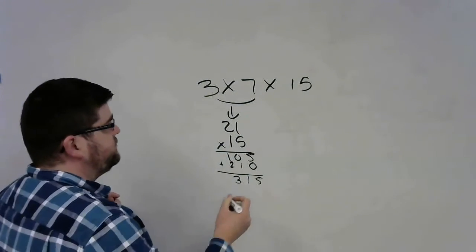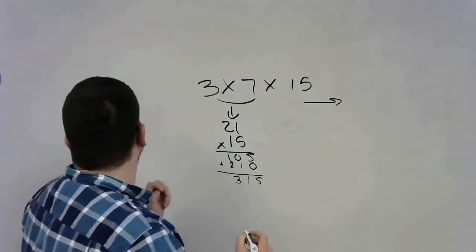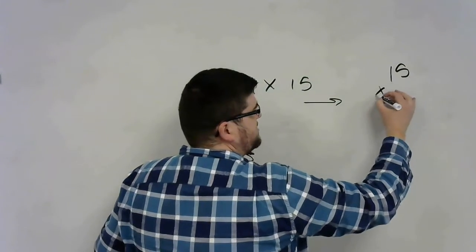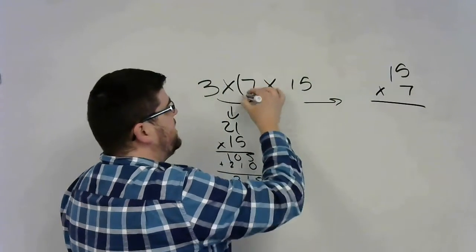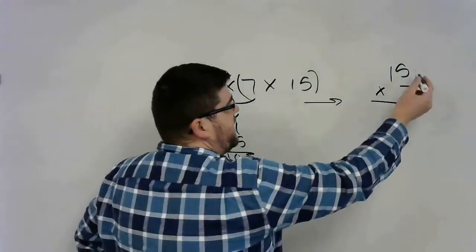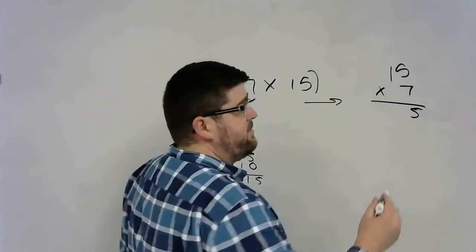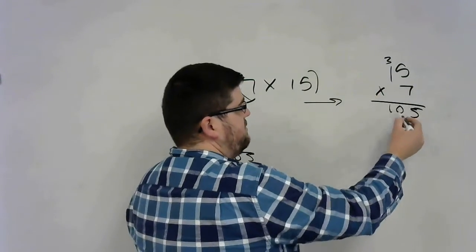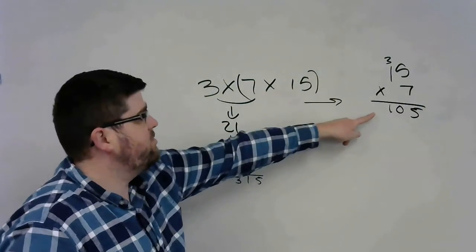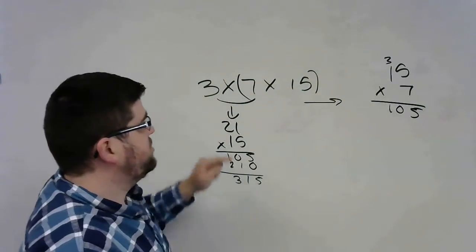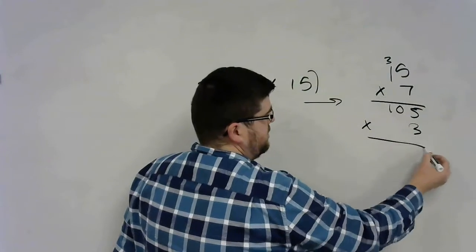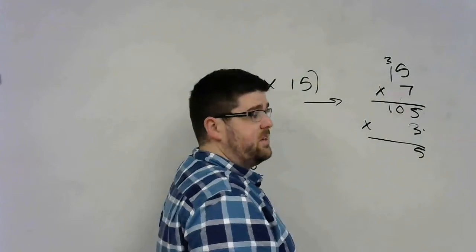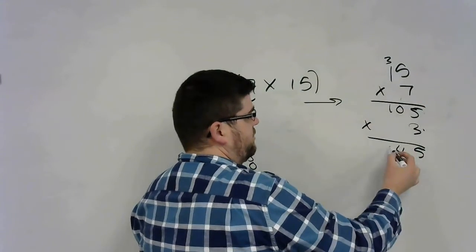Now another way of doing it, let's see, I probably got more space over here. Another way of doing it is I could do 15 times 7 first. I could multiply those two together. So 5 times 7 is 35, 5 in the basement, 3 in the attic. 7 times 1 is 7. Plus 3 is 10. So 15 times 7 equals 105. The last thing I have to do now is just multiply that times 3. 3 times 5 is 15, so 5 in the basement, 1 in the attic. 3 times 0 is 0, plus 1 is 4, and 3 times 1 is 3.